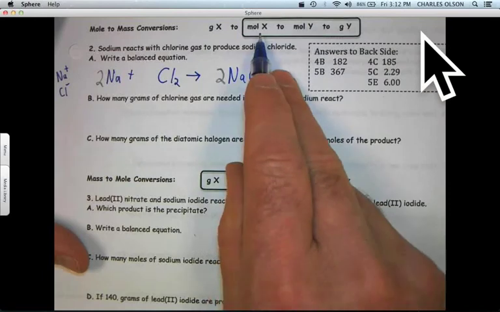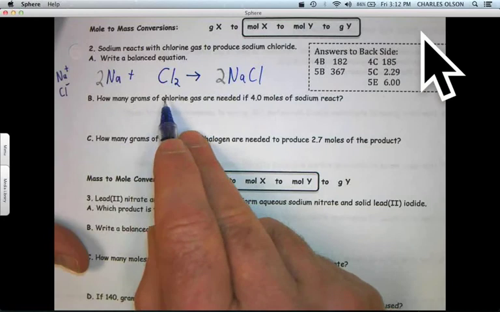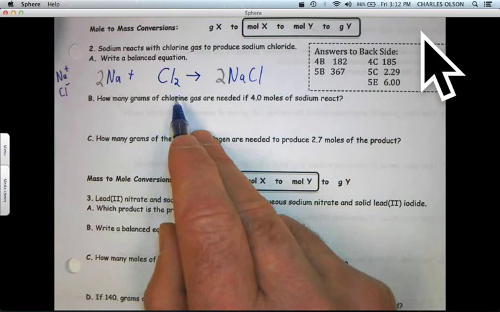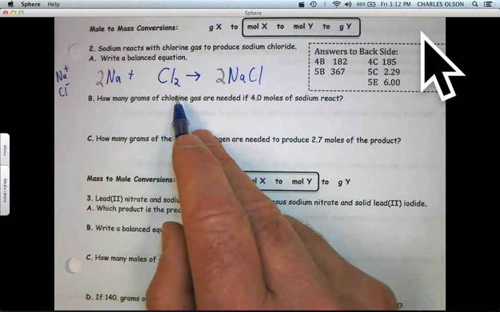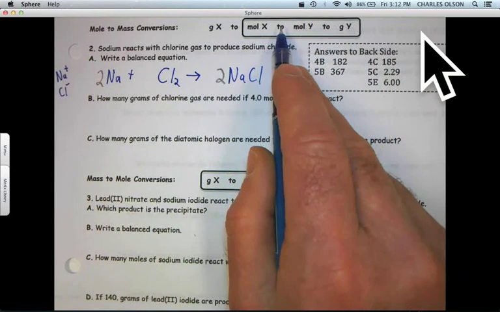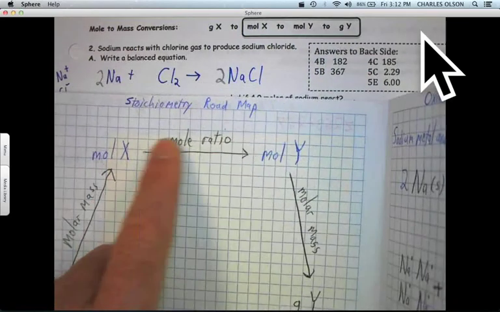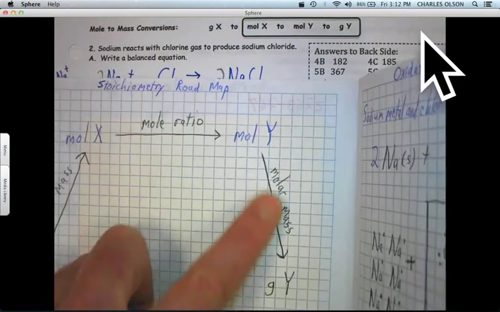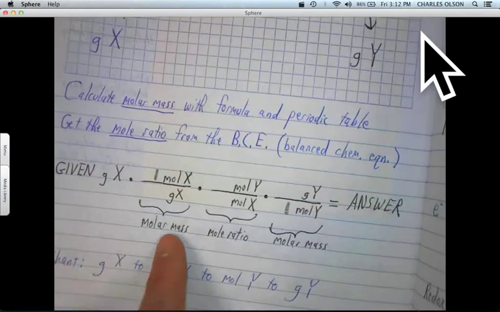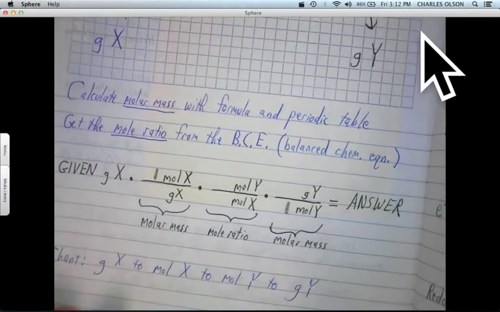So our given is 4.0 moles of sodium. That's our moles of X. And we're asked how many grams of chlorine. How many grams of chlorine gas are needed? So we're going to need 2 conversion factors. And we are going to go from moles of X to moles of Y, and then from moles of Y to grams of Y. And that will look like this part of our whole stoichiometry roadmap.